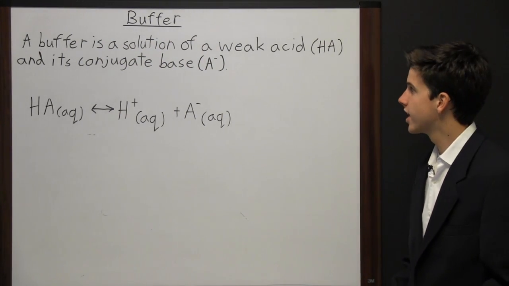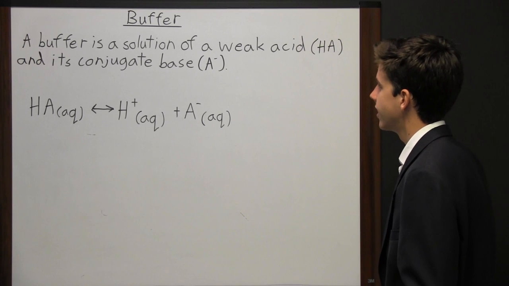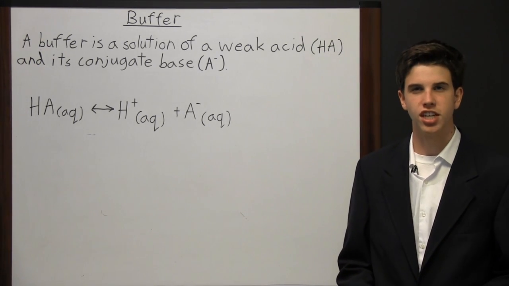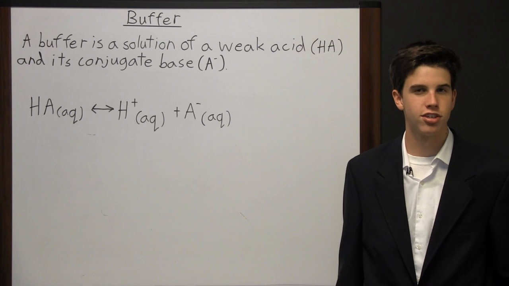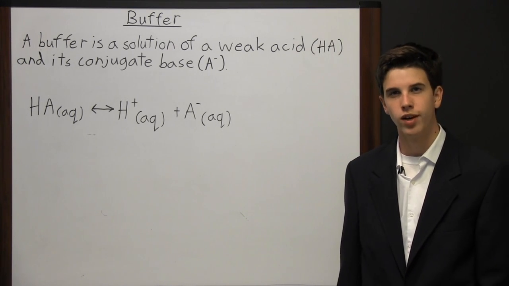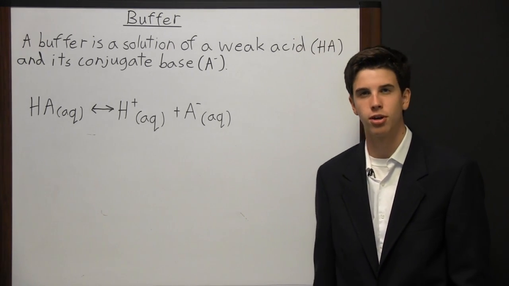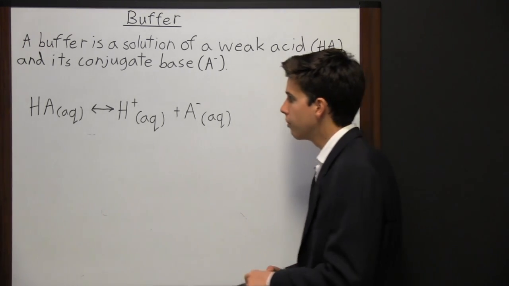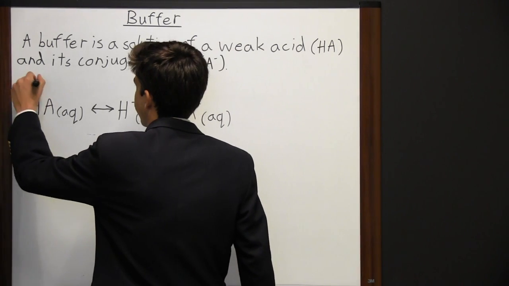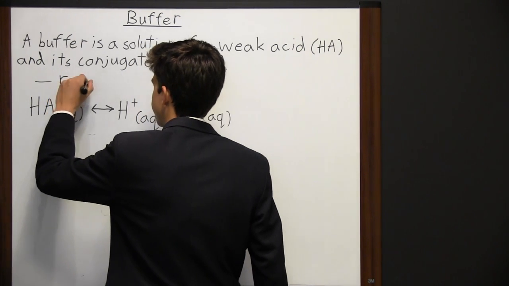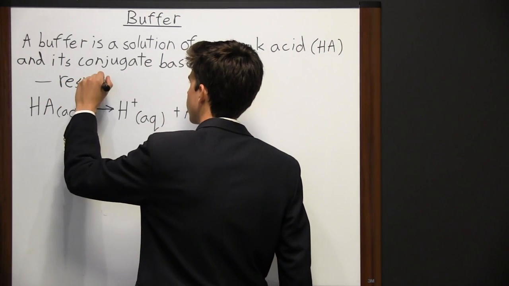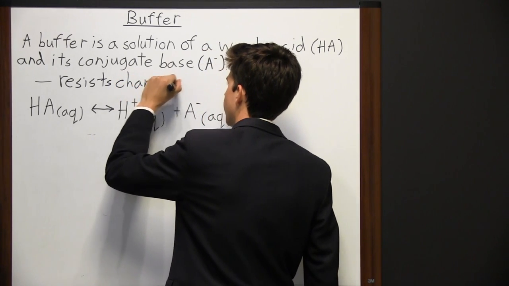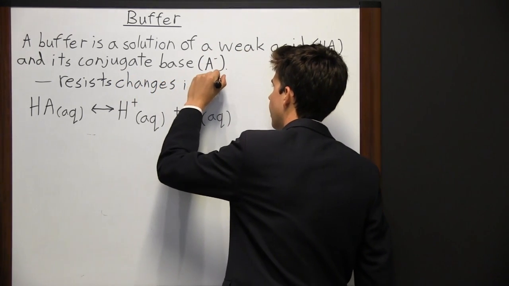A buffer is a solution of a weak acid and its conjugate base. It is useful for reducing changes in the hydrogen ion concentration of a solution when additional hydrogen ions are removed or added. And so that means that it resists changes in pH.